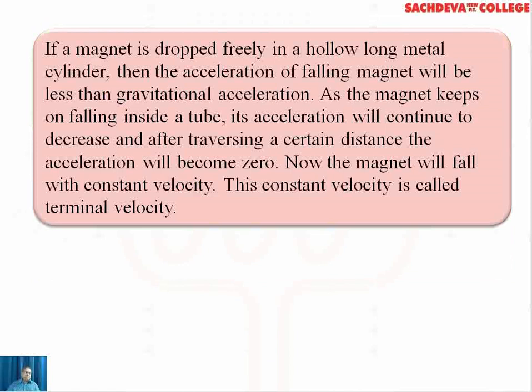So again and again we are repeating our experiment and we are coming to the important conclusions. If a magnet is dropped freely in a hollow, long metal cylinder, then the acceleration of the falling magnet will be less than the gravitational acceleration. As the magnet keeps on falling inside the tube, its acceleration will continue to decrease, and after traversing a certain distance, the acceleration will become zero. That is, velocity will become constant. Now the magnet will fall with constant velocity. This constant velocity is called the terminal velocity.